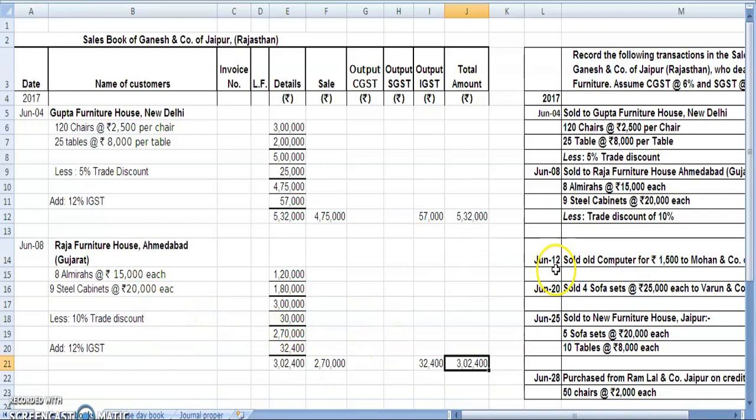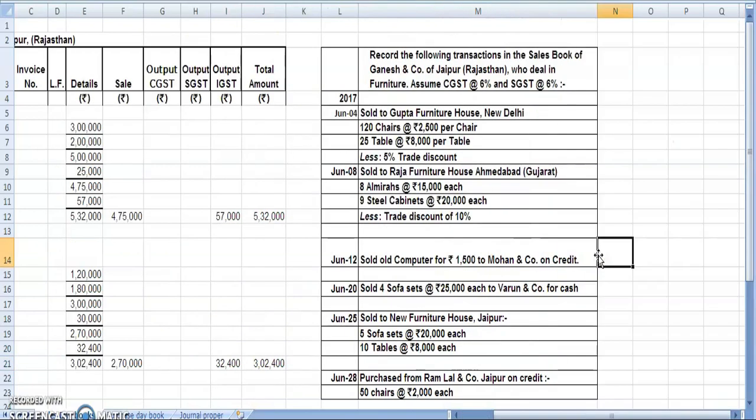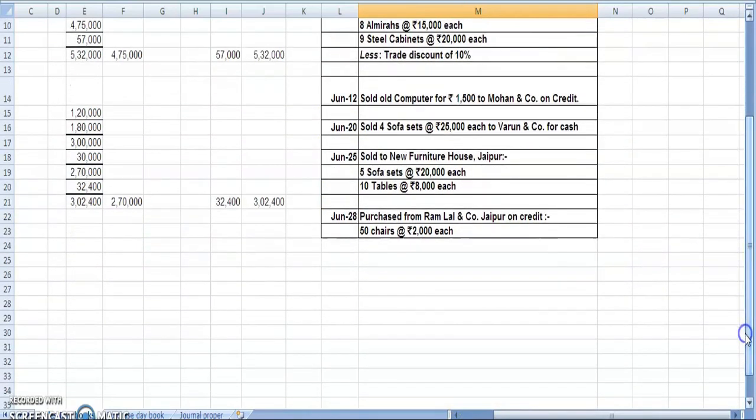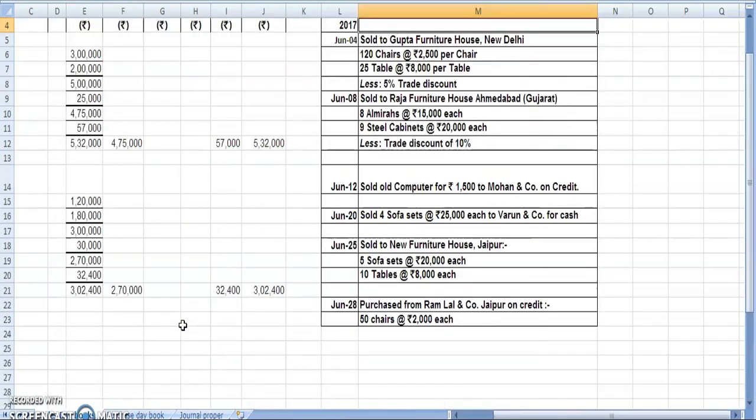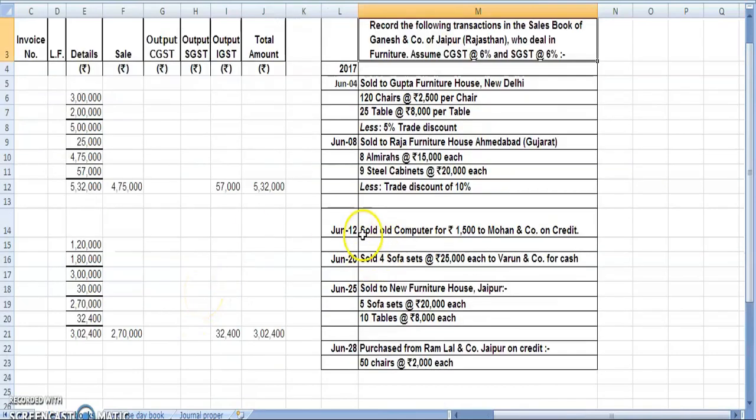Okay. Next we have June 12th. Sold old computer for ₹1,500 to Mohan and Company on credit. Now this will not come because he is a dealer of furniture, not of computer. So for this, what we are going to do is, we are going to write down here, below. When we finish this, then we will write down about this, why we have not recorded. Then we have June 20. This also will not be recorded because this is cash. Then we have June 25, okay. So we will come down.